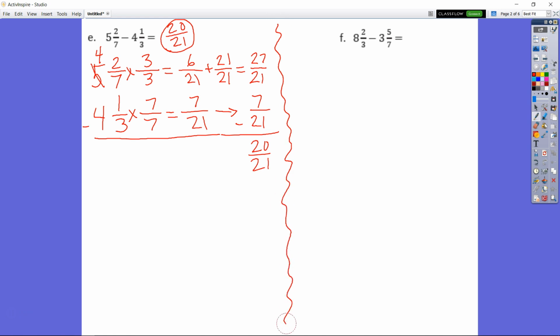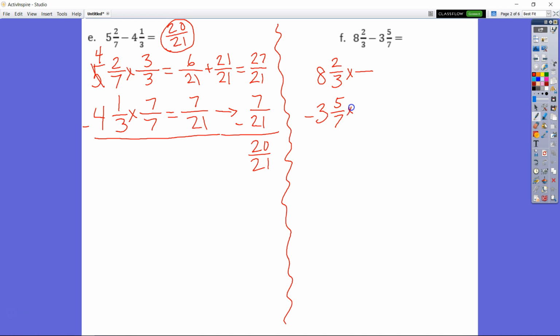And feel free to stop the video, rewind the video, watch any steps over. It may seem like I'm moving fast, but once you understand that if you have a minuend that is less than your subtrahend, you have to regroup from the next place value over. And in this case, the next place value would be our whole number. Remember, a fraction is just part of a whole. It's just like a decimal. So we have 8 and 2/3 minus 3 and 5 sevenths.